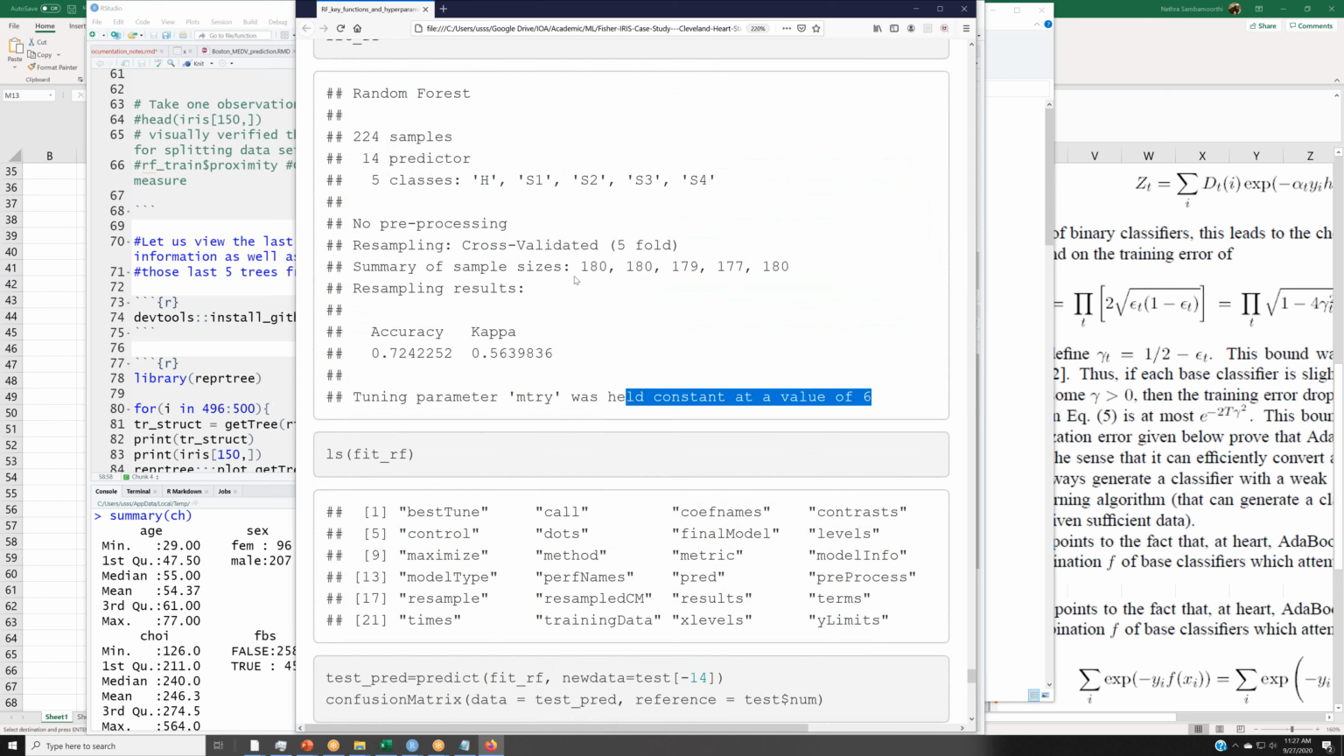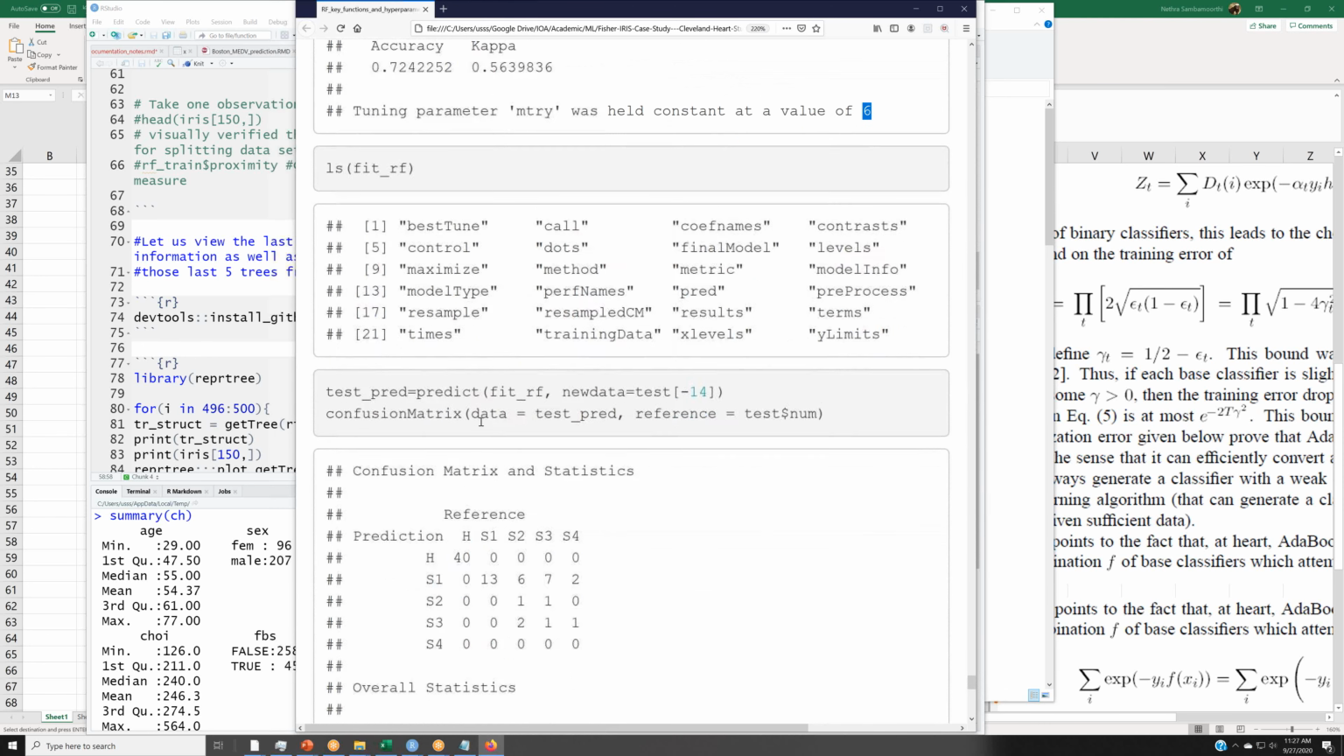Summary of sample sizes: 180, 180, 179, 177, 180. But the fivefold is doing that, right? That's the split, because it is not an even number; the total sample was not divisible by 5. And here the accuracy turned out to be 72%, kappa is 0.56. Tuning parameter mtry was held constant at 6.